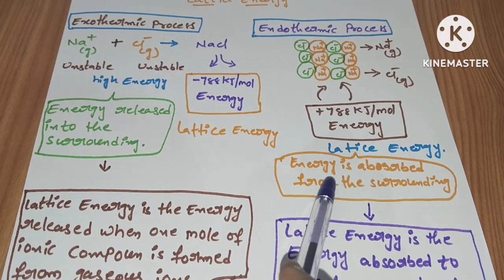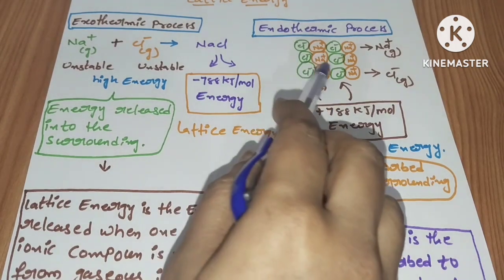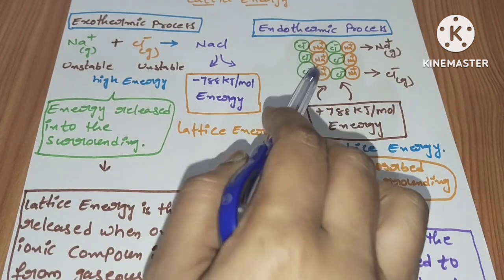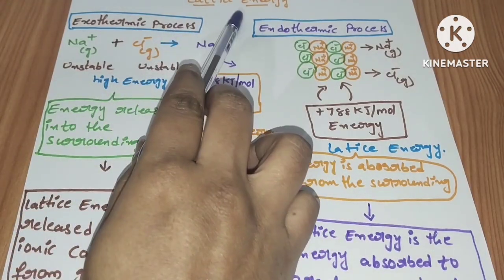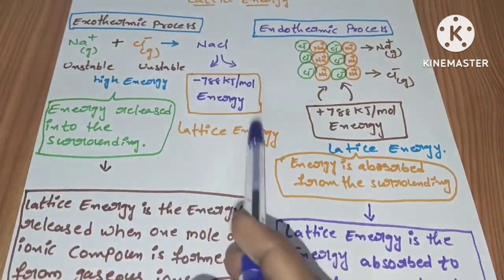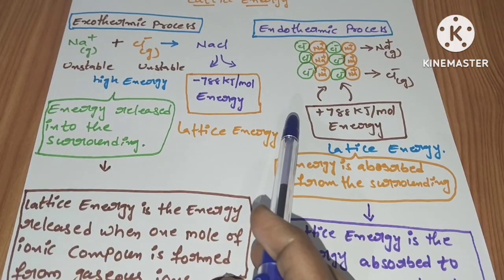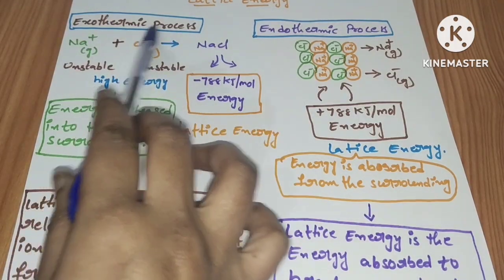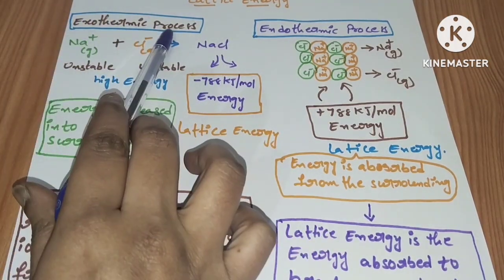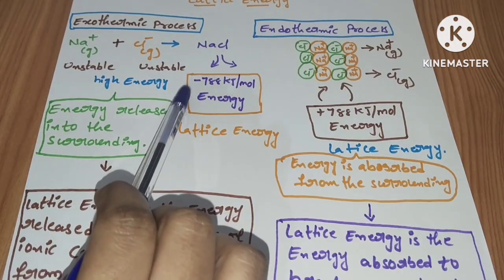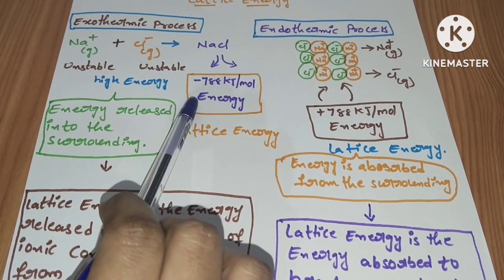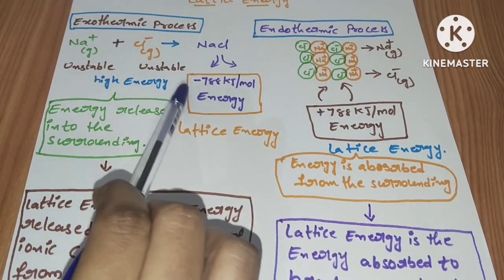This time energy is absorbed from the surroundings. So we said that lattice energy is an endothermic process. Therefore remember that lattice energy is an exothermic process as well as an endothermic process. And the sign of lattice energy is positive and negative.